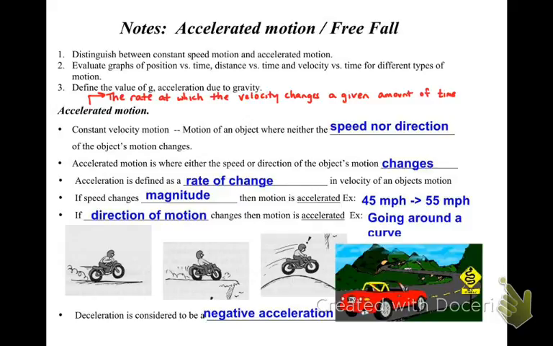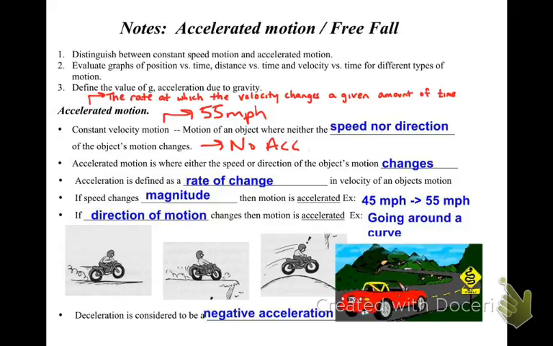Now we also have constant velocity motion. So if you think about something in terms of constant velocity, is it accelerating? Well, if we're moving at, say, 55 miles per hour, and we're not changing it, we just set it on cruise control at 55, do we have acceleration? No. So constant velocity motion means that neither speed nor direction of an object changes, meaning we have no acceleration.